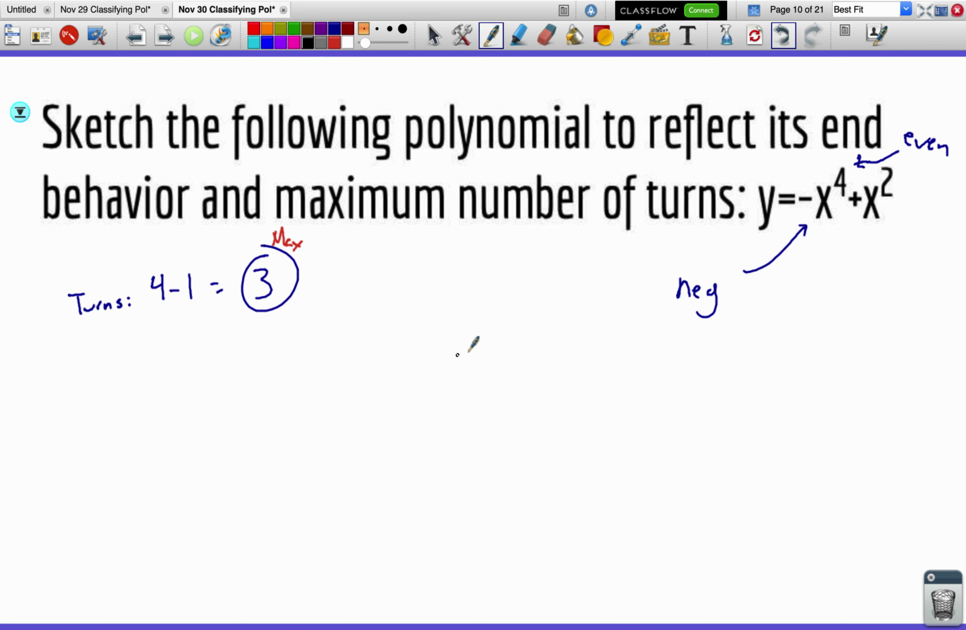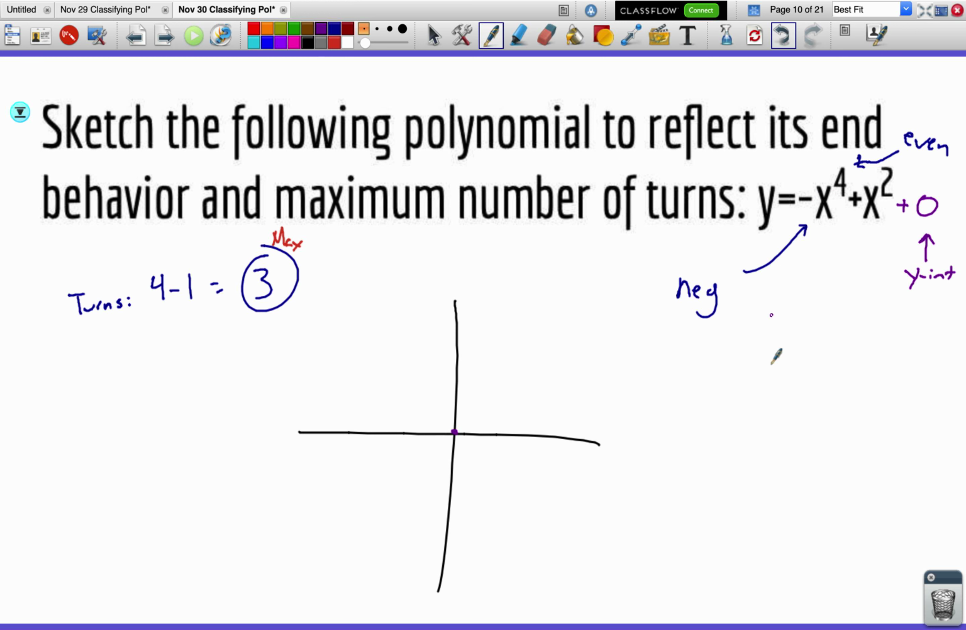All right, so using just that information here, plus there's one other free piece of information, and that's the y-intercept. If there's any constant at the end, that's always the y-intercept. Using that information, we can get a somewhat decent sketch of this.